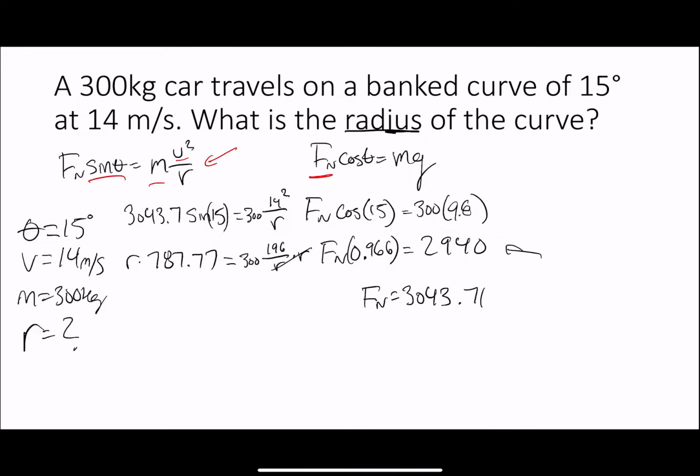And so you're going to multiply both sides by r, so we get 787.77 times r is equal to 300 times 196. Let's simplify the right side first. 300 times 196, we get 58800 is 787.77 times r. And then we can divide by this.